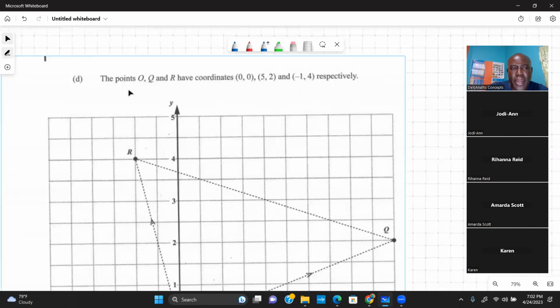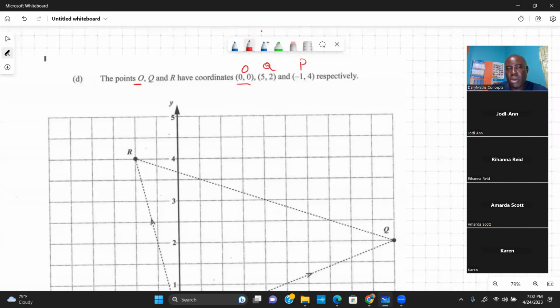It says the points O, Q, and R have coordinates 0, 0, 5, 2, -1. You see, this is their way of telling you that it's a position vector without telling you. Remember, I said the position vector will start at 0, 0. And they call it O here. They even tell you that this is O. So this is O, this is Q, and this is P. But they never wanted to use the word position vector.